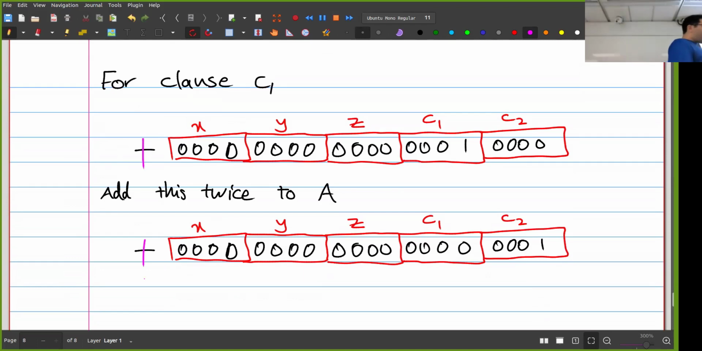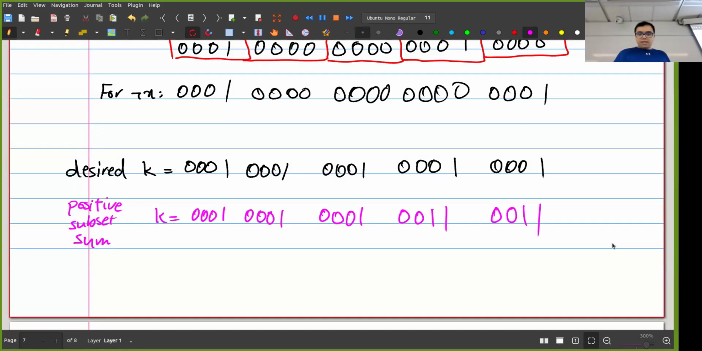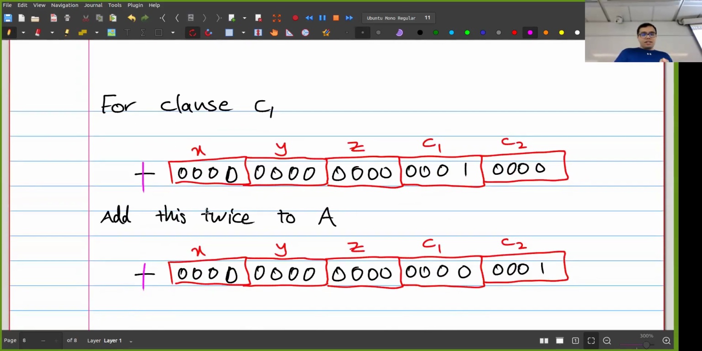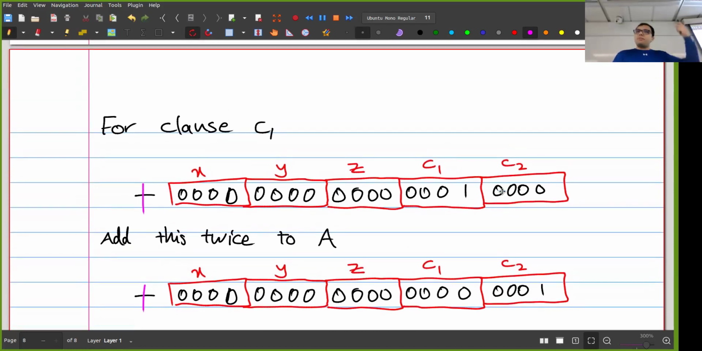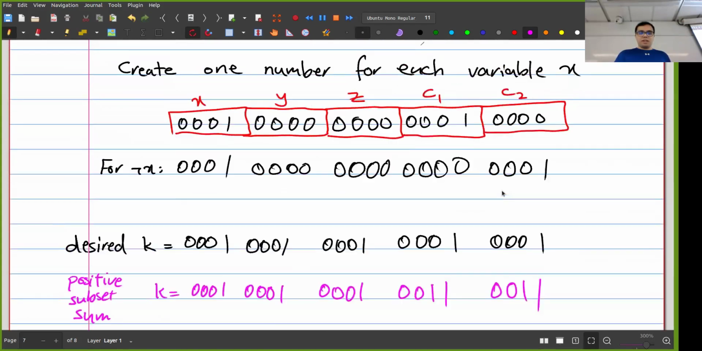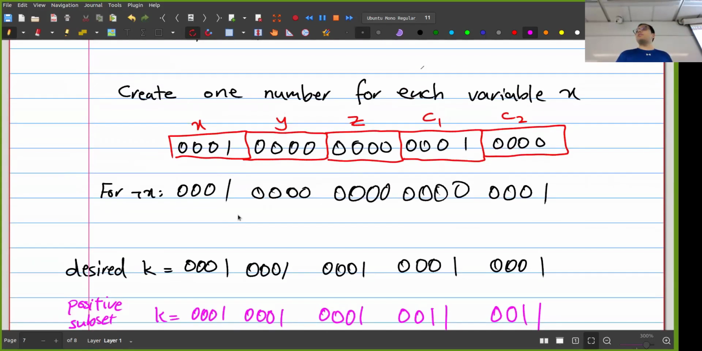The intuition is that I take a clause C1, I want it to be satisfied at least once. But what I'm doing here is that I say I want it to be satisfied 3 times. But I also give the choice of satisfying it for free twice, because I'm adding this number twice, and this number is just satisfying C1, right? But I cannot use this number 3 times because I have only 2 copies of it. So one of the satisfactions has to come from one of the variables, one of the numbers corresponding to these variables or their negations. So that's how this reduction would work.